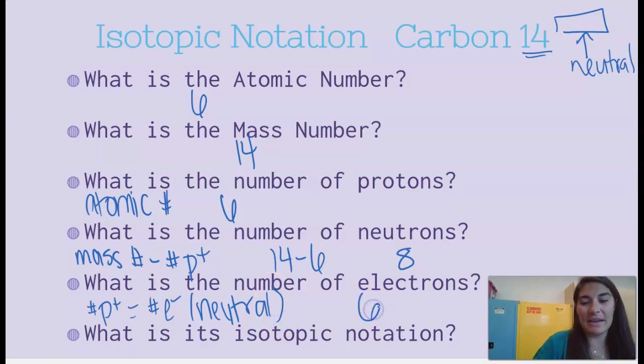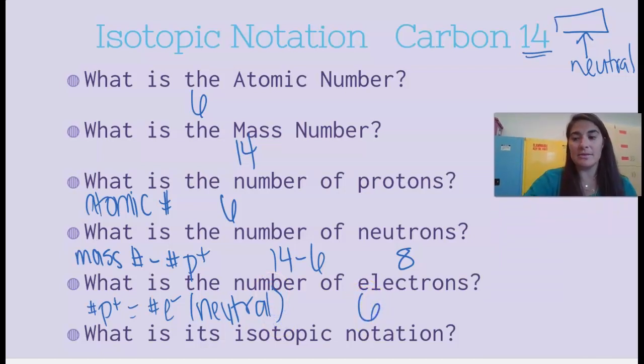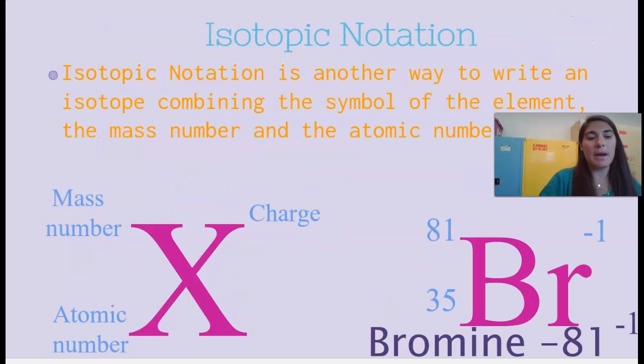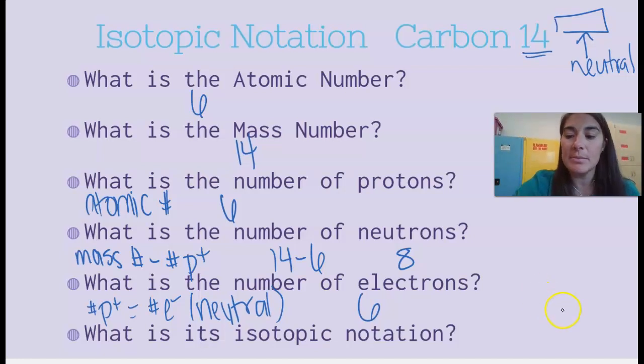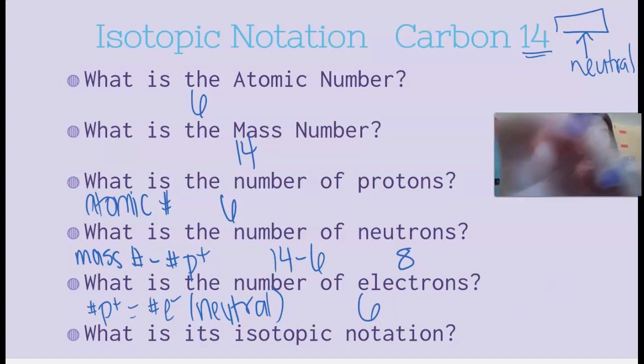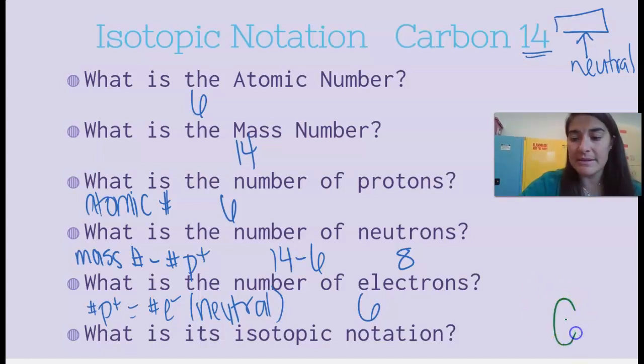So then we're going to have 6 electrons. Then you're asked to write the isotopic notation. As a reminder, when you're doing isotopic notation, you're putting the symbol in the middle, the charge on the top right, mass number top left, atomic number bottom left. For this one, the symbol for carbon is C. No charge, so we leave that blank. The mass number was 14, and the atomic number is 6.